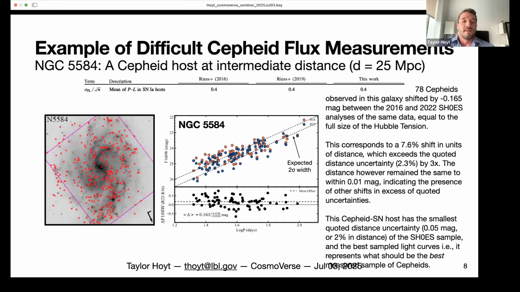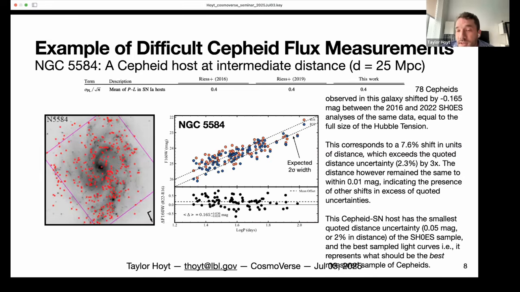So in the average, if you just average over all the Cepheids, this corresponds to a 0.16 magnitude difference in the fluxes between the two analyses. This is also the exact same size as the Hubble tension itself. So it's about a 7-8% shift in units of distance. That exceeds the quoted distance uncertainty by a factor of 3. The distance, however, remained the same to within 100th of a magnitude, indicating the presence of other shifts in other areas of the analysis and also in excess of quoted uncertainties.